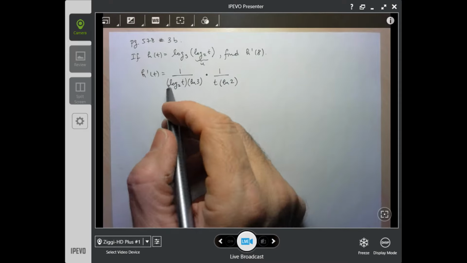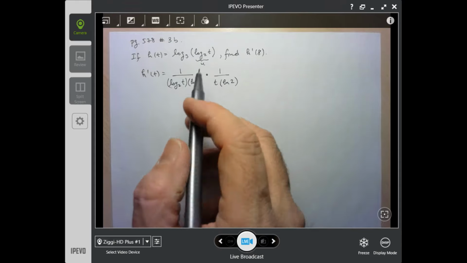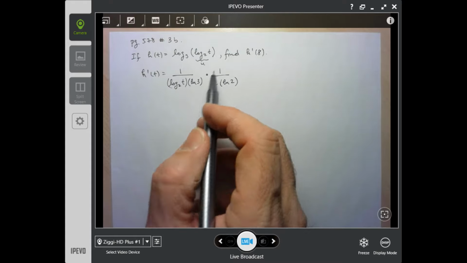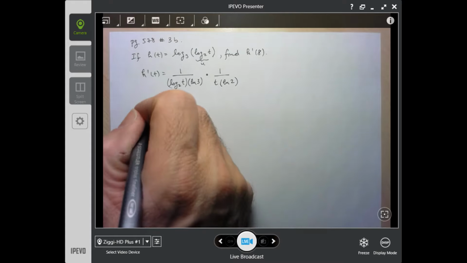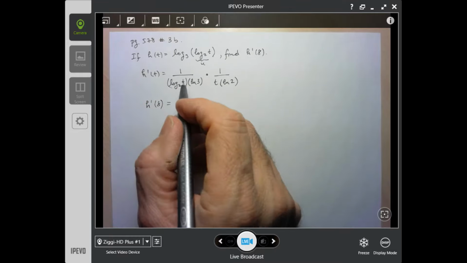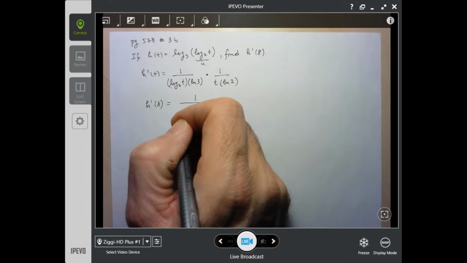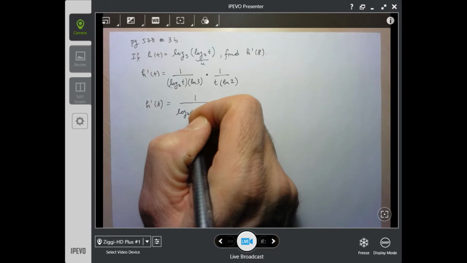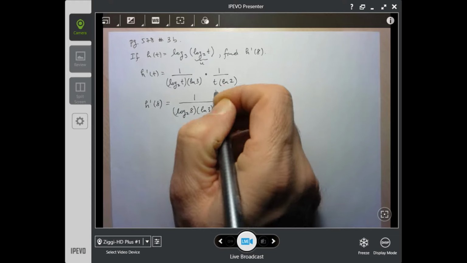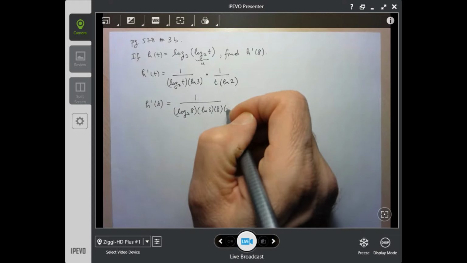Okay, so let's simplify this. In fact, there's really not much to simplify other than multiplying these two fractions, and it's just a matter of multiplying 1 times 1 and then the denominators. So I think I'm going to go straight to determining h prime at 8. So I'm just going to input an 8 wherever I see a t. Okay, so I have 1 over log base 2 of 8 times ln 3 times t equals 8, and then times ln of 2.